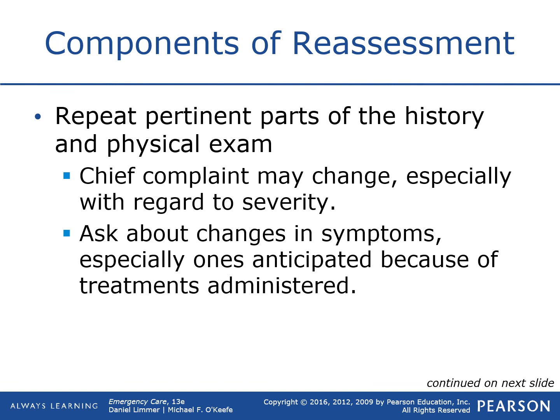So when you're repeating your assessment, go to the pertinent areas that you found on your initial assessment. So if you have a chest pain patient, start back at the chest and assessing your cardiovascular system. Keep in mind though, your chief complaint might change. It usually will change with severity. So you might have chest pain that went from a 3 out of 10 to now it's a 10 out of 10 because the heart's doing worse.